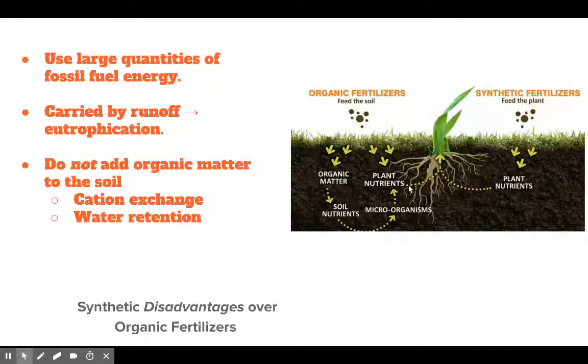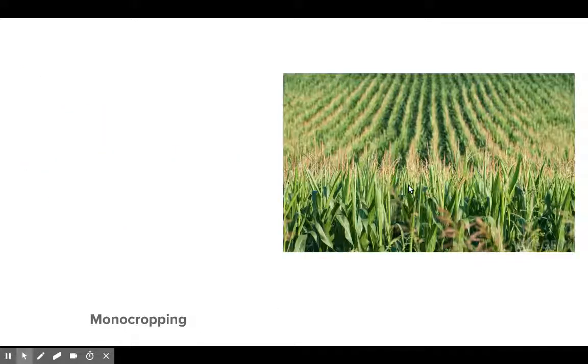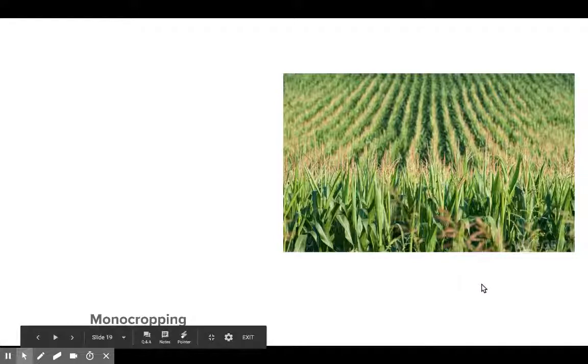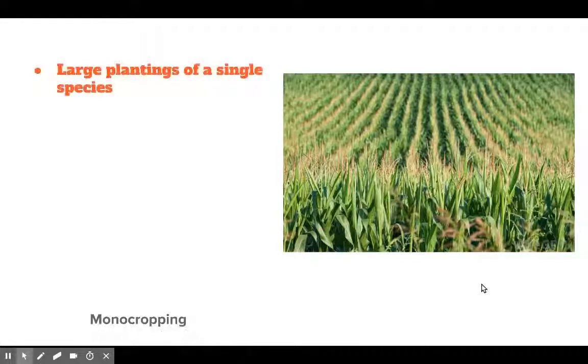You need that organic matter to soak up the water. In times of drought, the plants can use it, and so on. Moving on to monocropping. So mono, and you can see in the picture, it's pretty self-explanatory. Mono means one, and it's just large plantings of a single species. And it's very dominant in the United States.